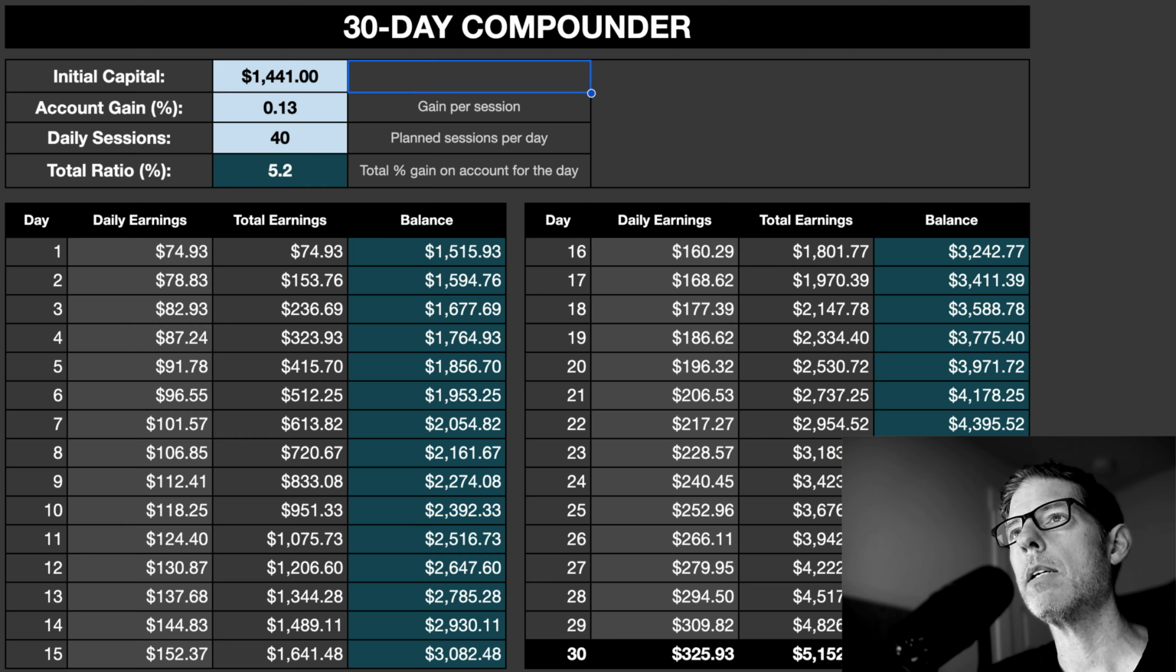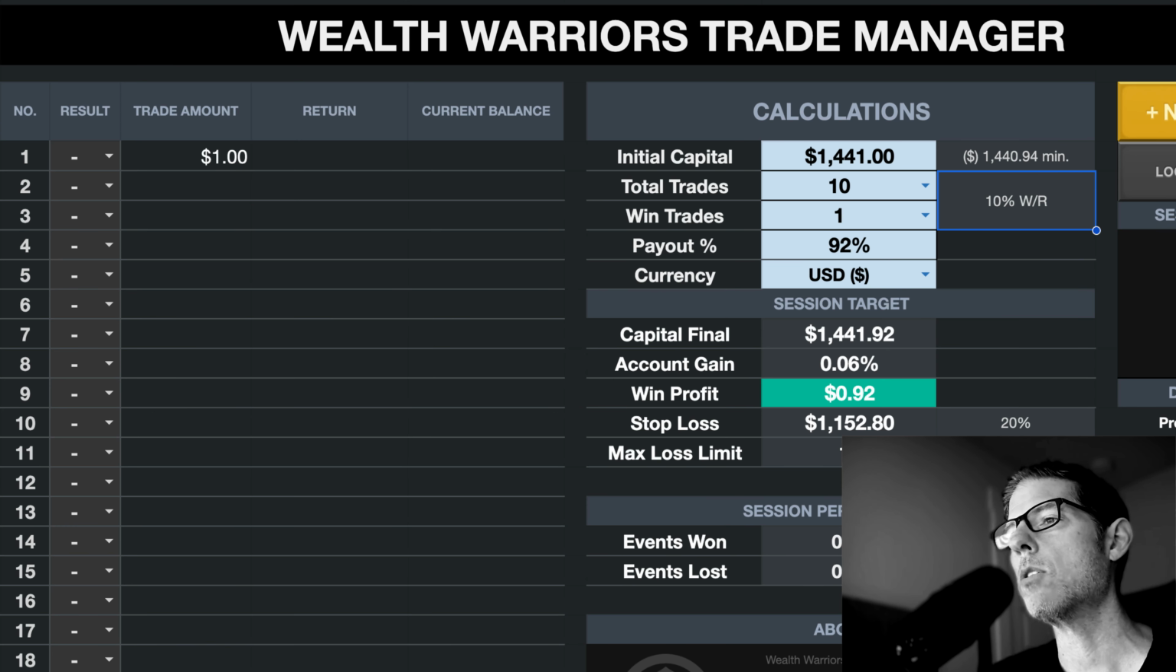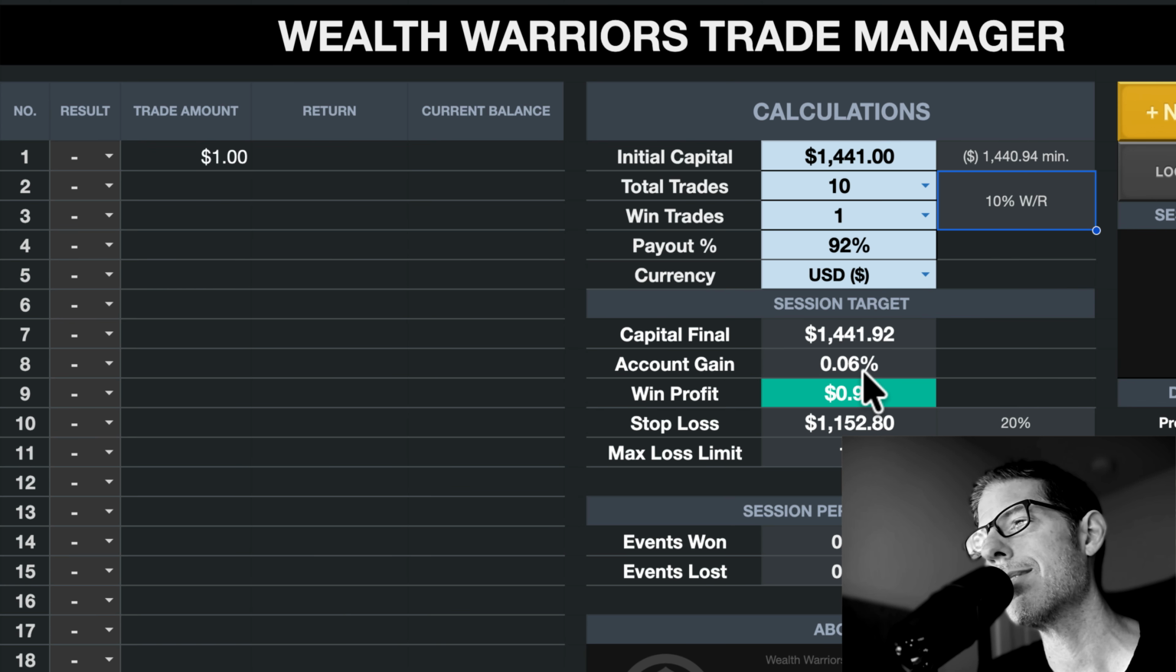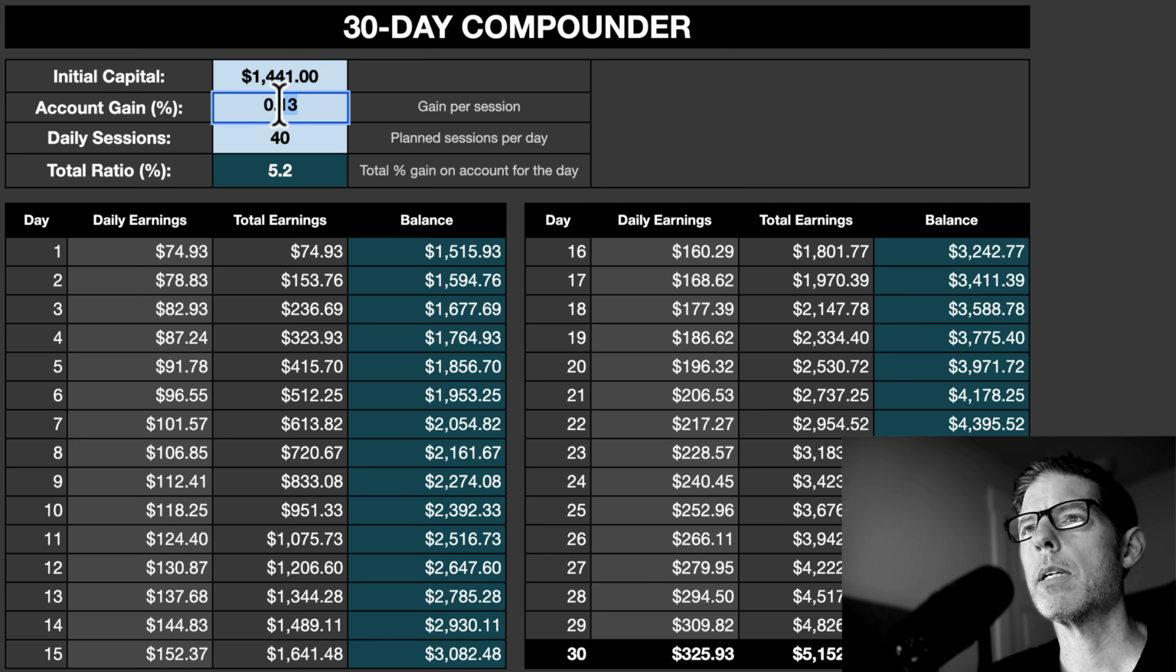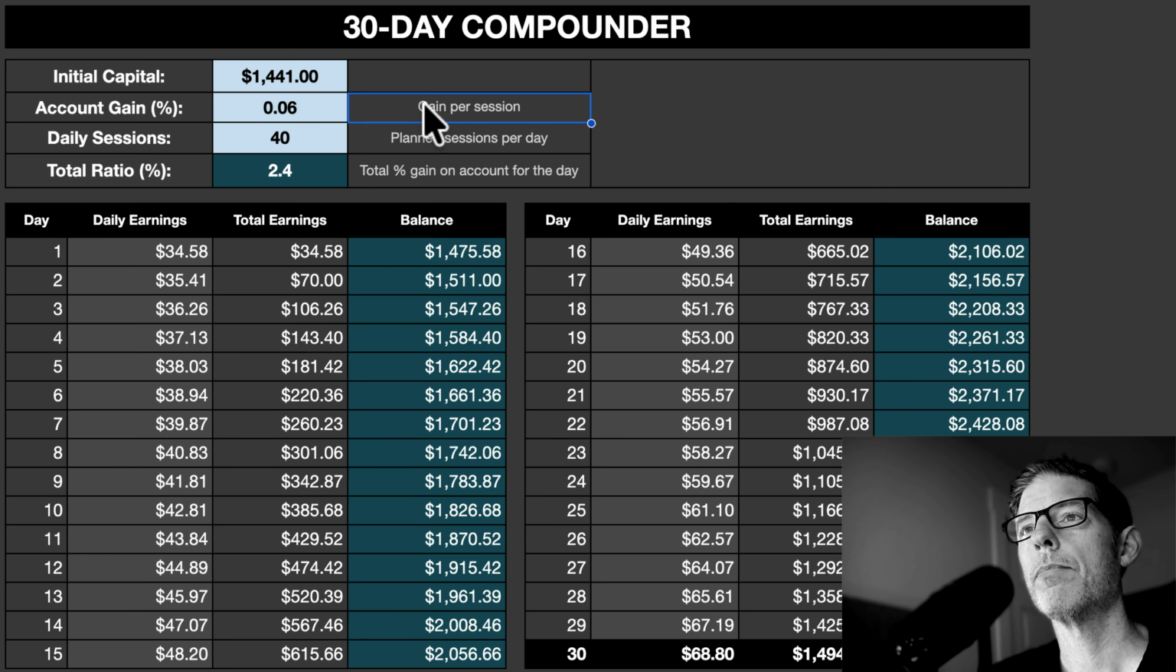So the account gain, that's going to be actually a little different. So let me take that back. Let me go back to the trade manager. Yeah. So if you're going to go 1 out of 10, it's going to knock the account gain percentage after each session down to 0.06%. But you're still getting that 92 per session. Do you see? So it's almost like the same result with a little bit less. Let's go ahead and enter that in, 0.06. Let's bring that up here. So there we go.